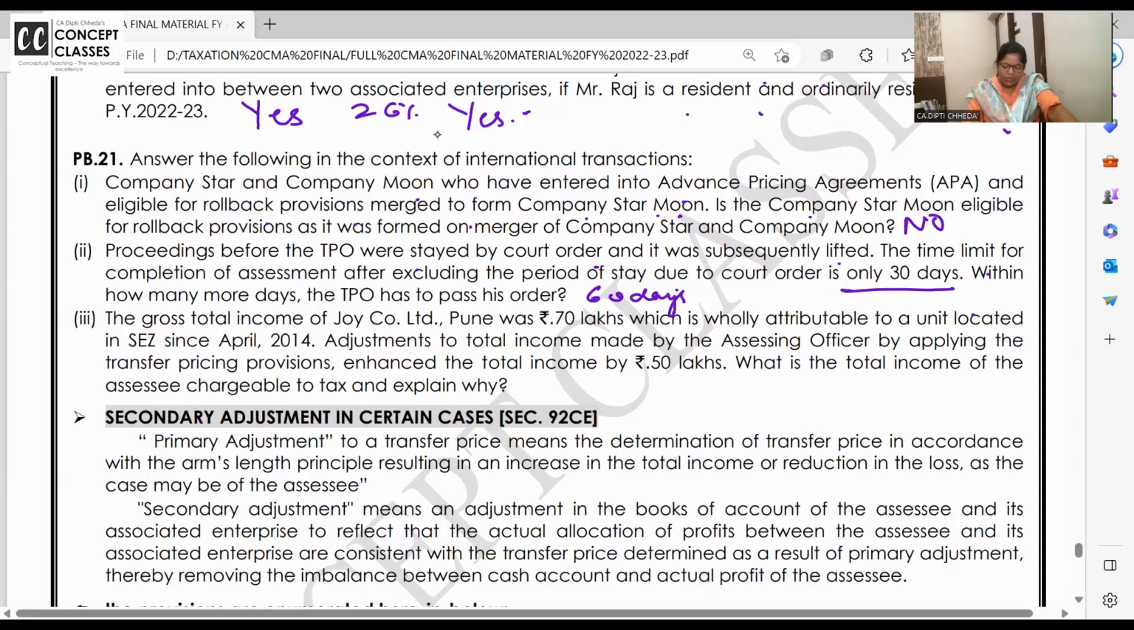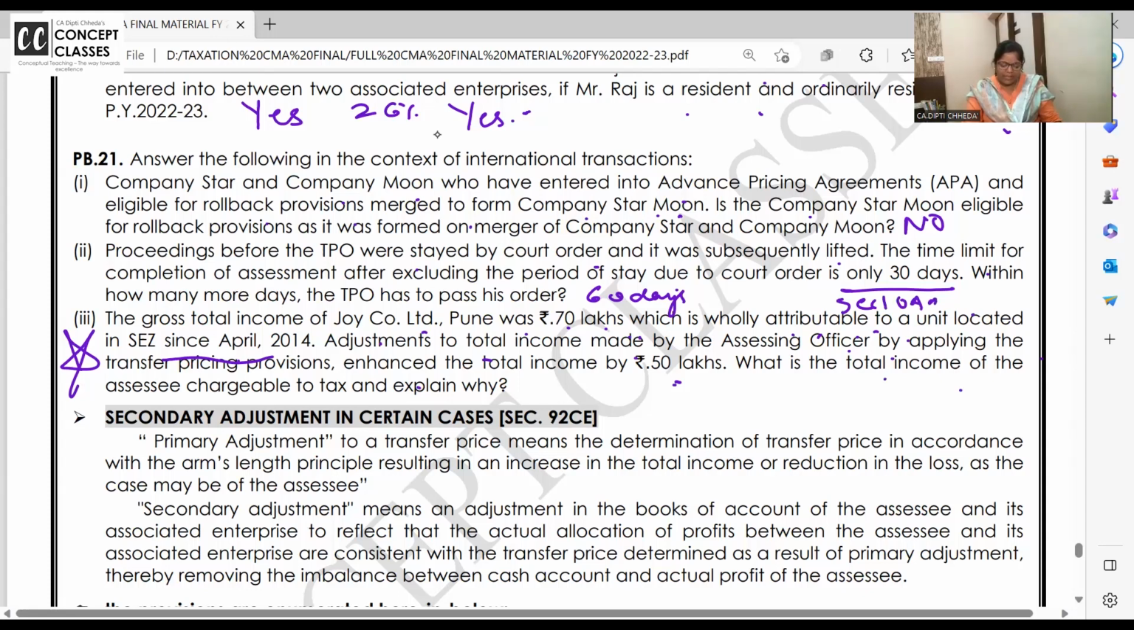Last one. Gross total income of Joyco Pune 70 lakhs, which is wholly attributable to unit located in SEZ. Good question. I think it is very important, they can ask you in exam. Gross total income of Joyco 70 lakh, which is wholly attributable to unit located in SEZ. Adjustment to the total income made by the AO by applying transfer pricing enhances the total income by 50 lakhs. Their income was 70, now increased by 50, and it is in SEZ. So if it is SEZ, Section 10AA is applicable.